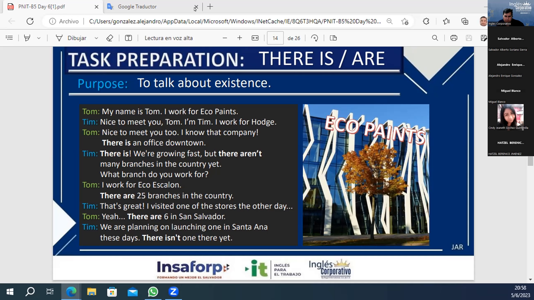Yo no he sido Tom. ¿Alguien quiere ser Tim? Si gusta, yo le acompaño, compañero. Ya vengo.